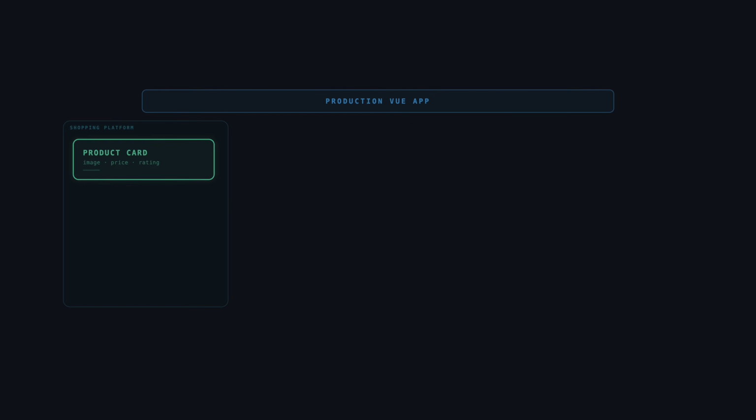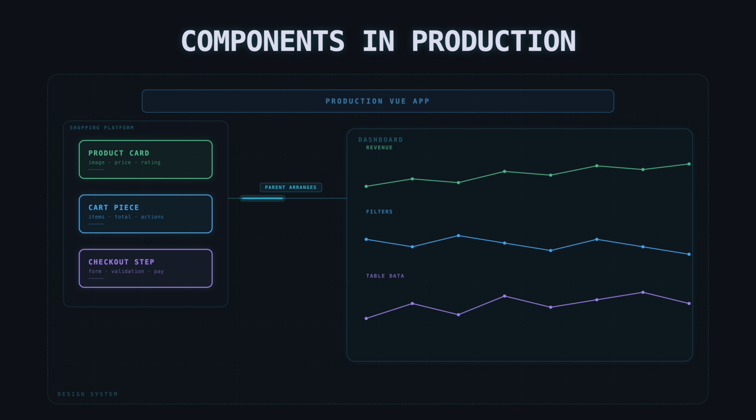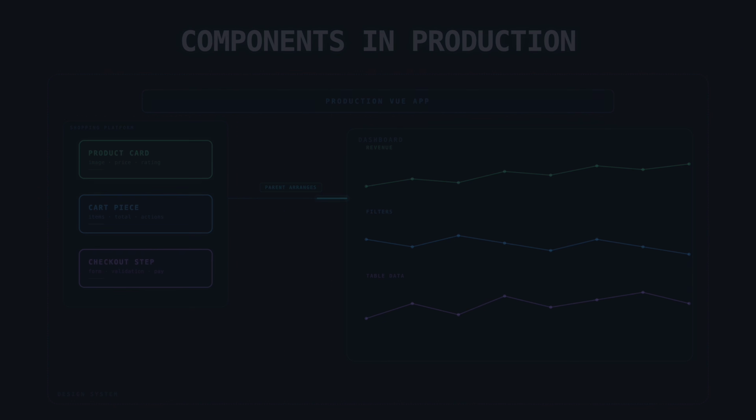This pattern of small, self-contained pieces is exactly what's running underneath basically every production Vue application out there. Shopping platforms build out product cards, cart pieces, and checkout steps the same way, each one isolated enough to test on its own. Dashboards split their charts, their filters, and their tables into separate components that get arranged by a parent, the same way we just laid out a header, a sidebar, and some content. And once a team gets big enough, this same idea scales into full design systems, a shared library of buttons and cards that every team pulls from. So an entire product keeps a consistent feel without every team reinventing the same piece from scratch.